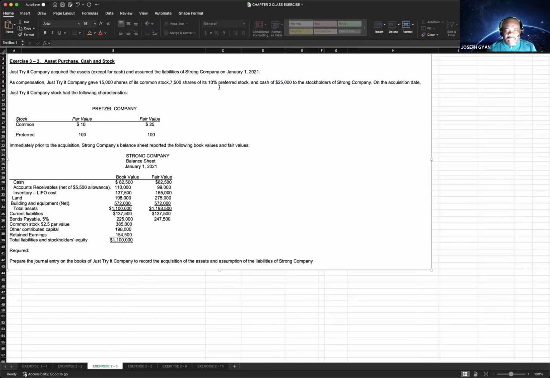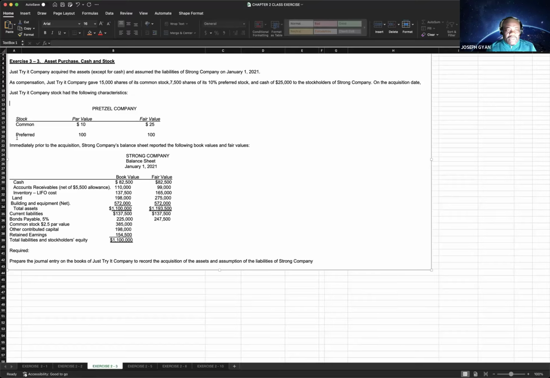7,500 shares of A 10% preferred stock. So even in terms of the stocks, they are giving them two types of stock: the common stock and at the same time the preferred stock. And in addition, they are giving them cash of 25,000 to the Strong stockholders of the Strong company.